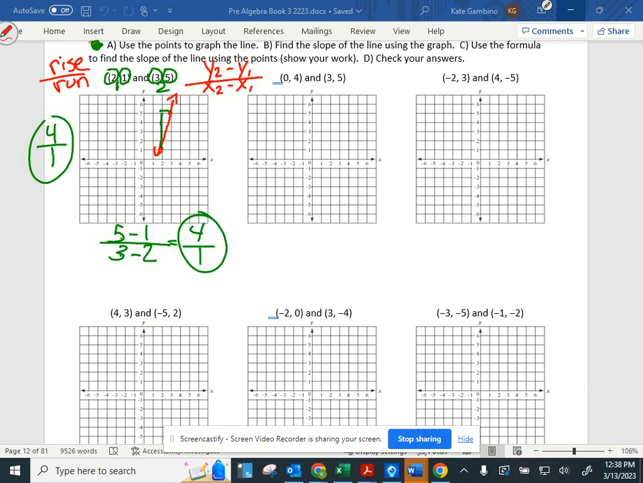So if we look at our next one, do yours on your paper and you're going to see if you get the same answers that I get. So I'm going to do mine quietly to myself. You do yours, and let's see if we end up the same.